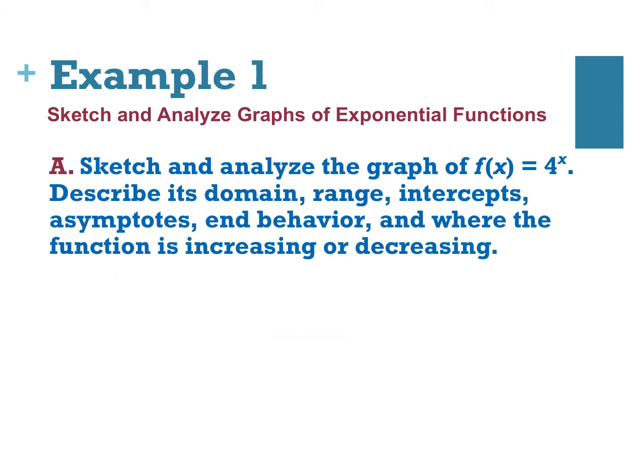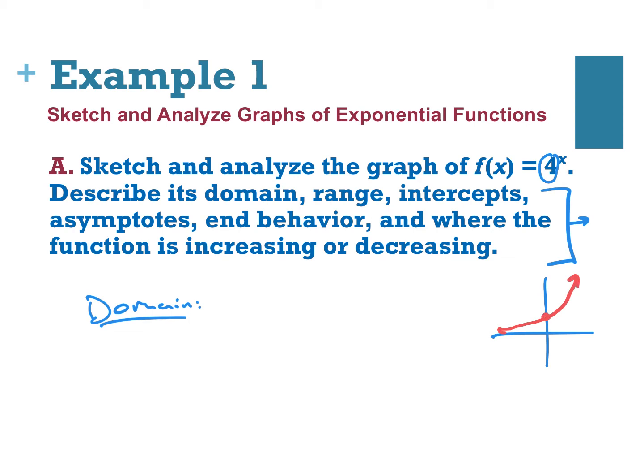So let's look at our first example here. It says sketch and analyze the graph of 4 to the x. So we are going to be finding everything about that 4 to the x. So first thing we want to find is what the domain is. Domain is all the x values that I can plug in for x. If you look back on the graph of this, since 4 is bigger than 1, this is going to be considered an exponential growth function. So it'll look something like this. And remember that the y-intercept's at (0, 1), so there are some key things we can already jot down.